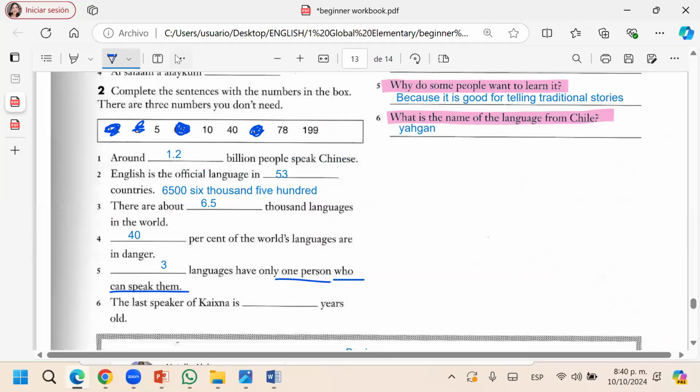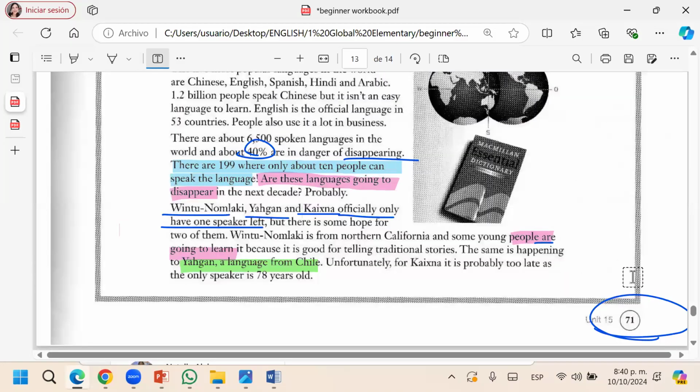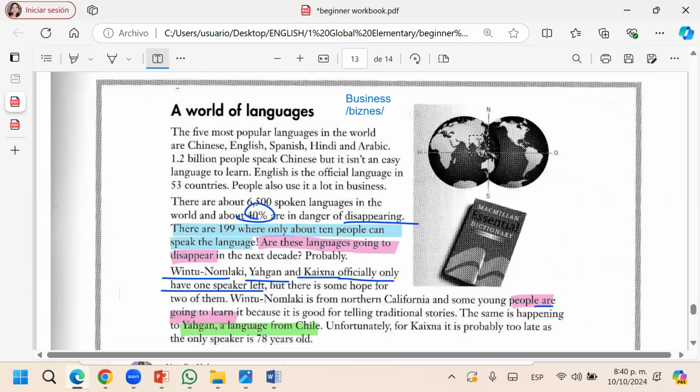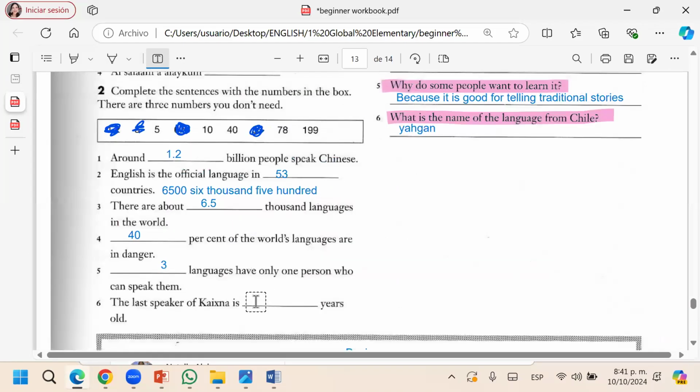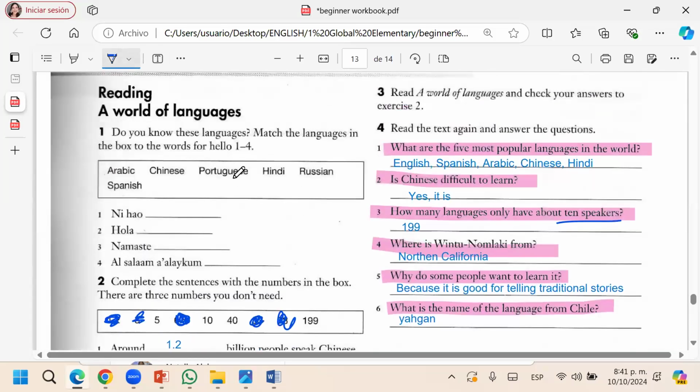How old is the last speaker of Kaixna? How old is the person? Let me show you. How old is the person that speaks the language? 78 years old. Yes, 78. Perfect. Excellent.